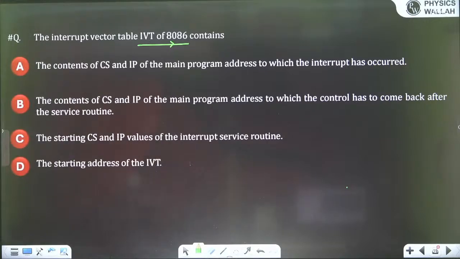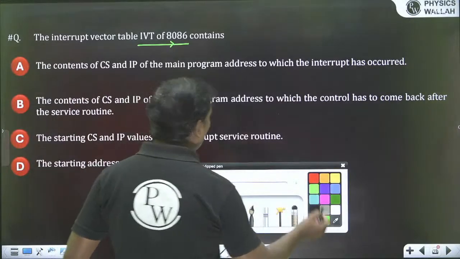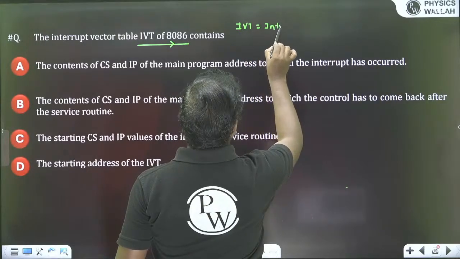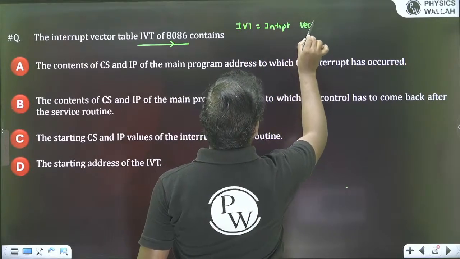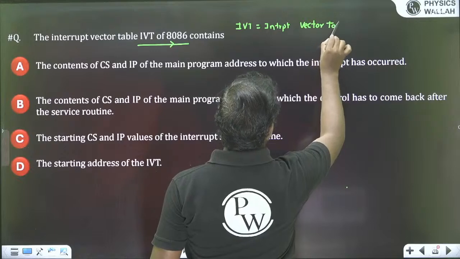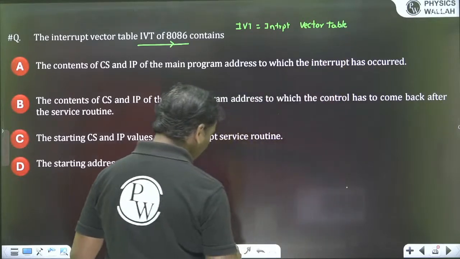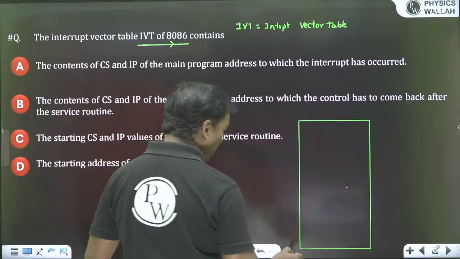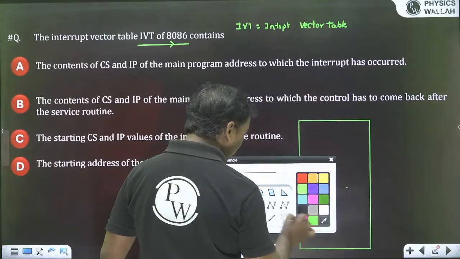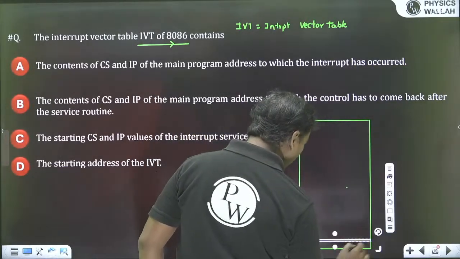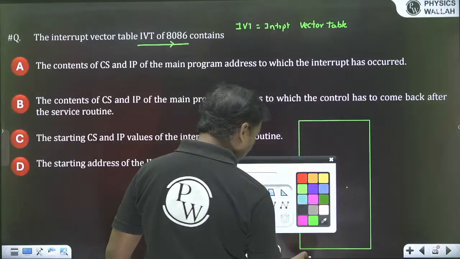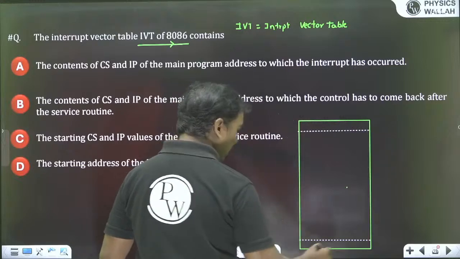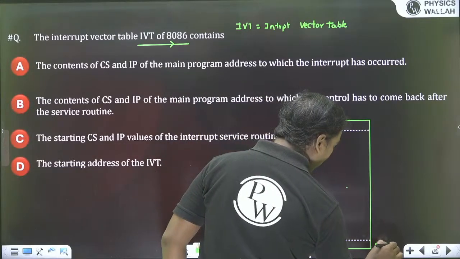What is IVT, my dear? IVT stands for interrupt vector table. Okay, so this is an interrupt vector table. The interrupt vector table starts from 000H.